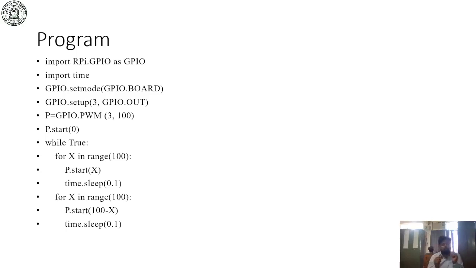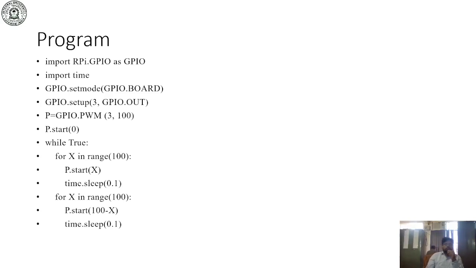In the same way, the last 3 lines show the brightness decreasing from 100% to 0. That's why we use p.start(100 - x). So when the value of x increases, the brightness will decrease. And here also I have used time.sleep(0.1), meaning at 0.1 intervals the value of x will be incremented by 1 and the brightness will be decreased gradually from the highest level to the lowest level.